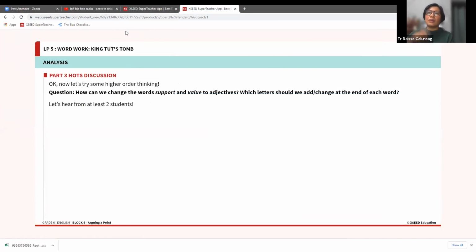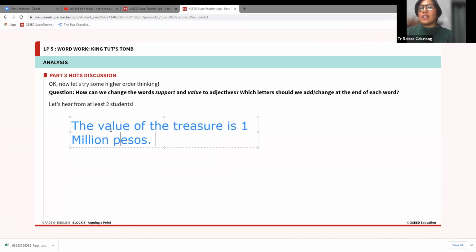Show me, how do you think we can change support into an adjective? In chat, it says support. Yeah, but support, right? We have to add what word to make it into an adjective? Some are saying supported. Some are saying supportive, right? So from support, if we type it as supportive, it actually becomes an adjective. For example, it becomes supportive friend. It describes our friend. We're using value here as a noun because we're talking about the worth of the treasure.